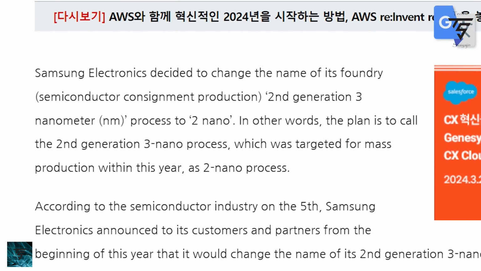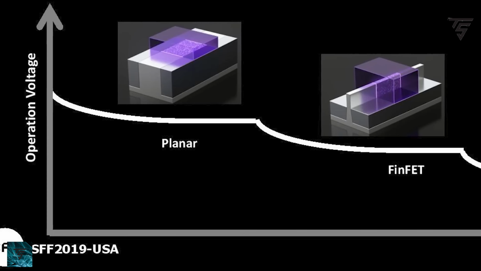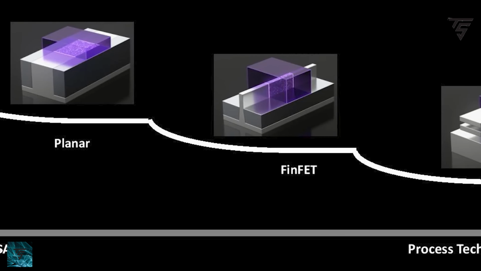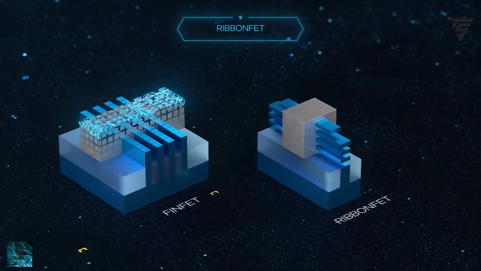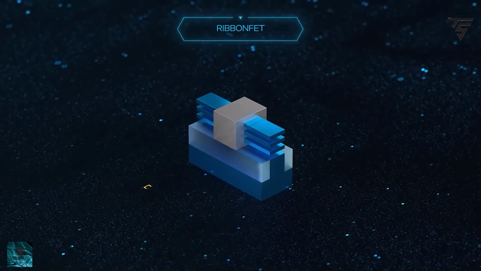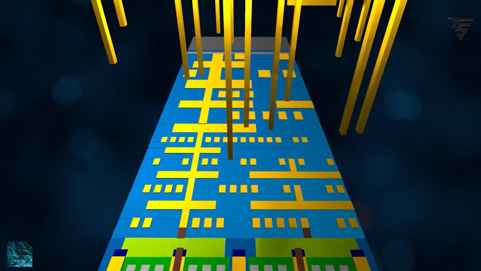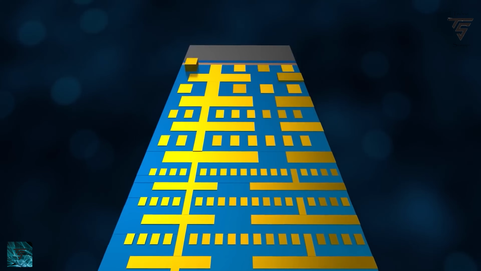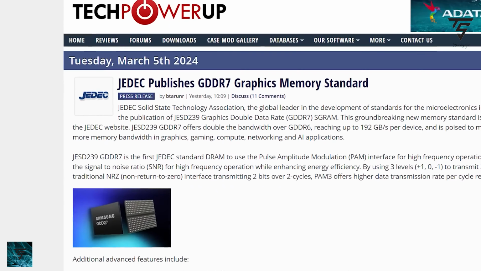As you can see, Samsung Electronics has decided to change its second generation 3 nanometer process to 2 nanometers. So their second generation 3 nanometer process is called the 2 nm process at this point. From planar to FinFET to gallium nitride, now it's just naming conventions at this point, and it doesn't refer to a die shrink. You can't shrink die sizes forever, and this just confirms it. Next up, we have some news regarding GDDR 7.